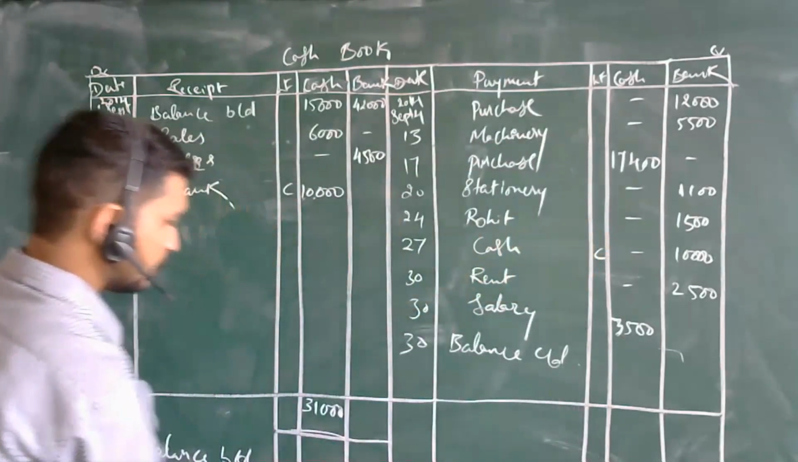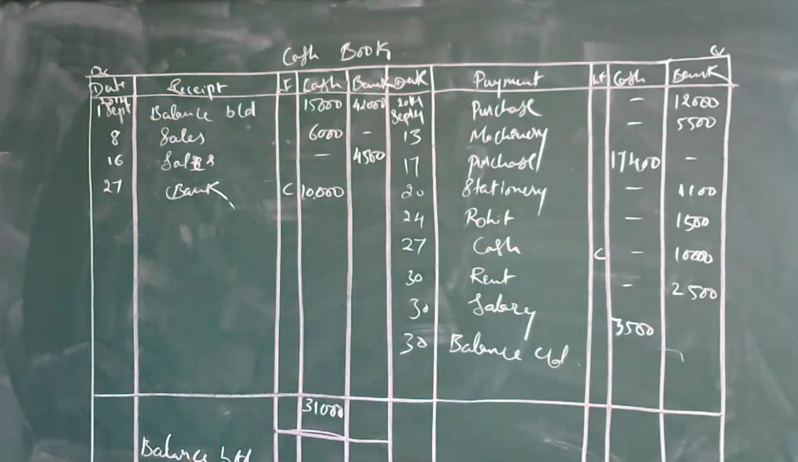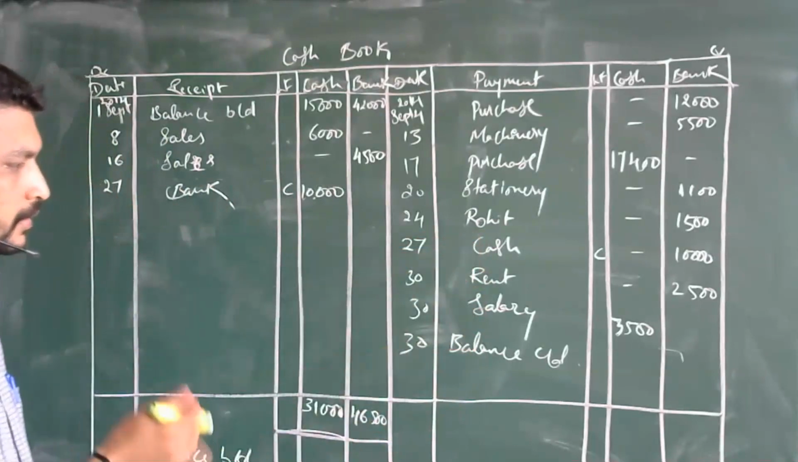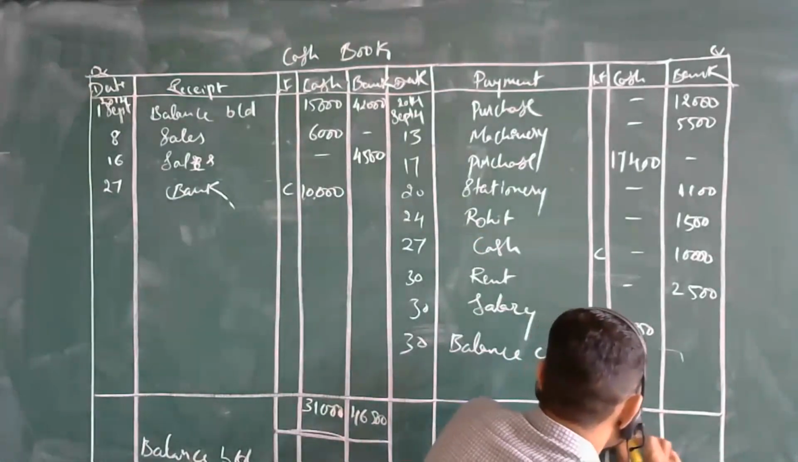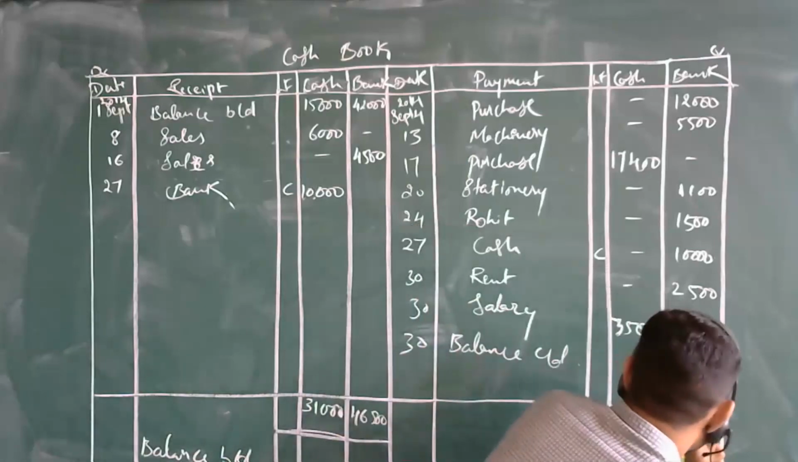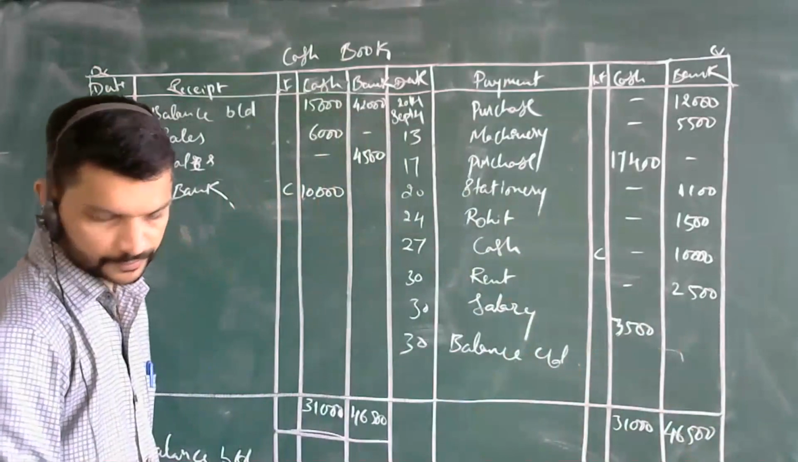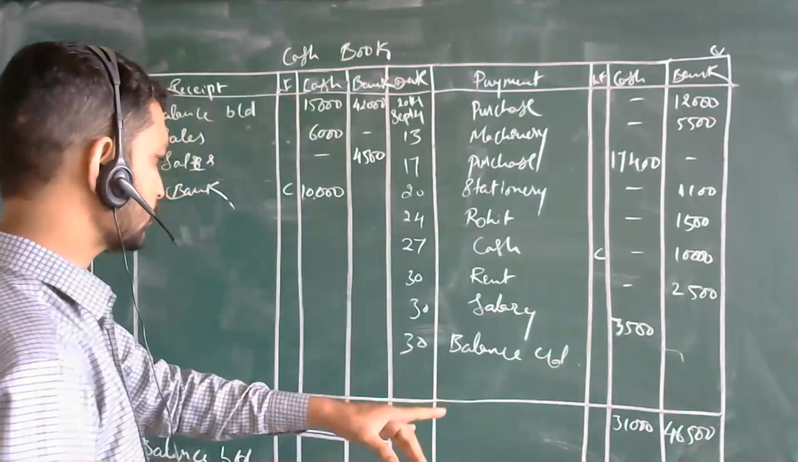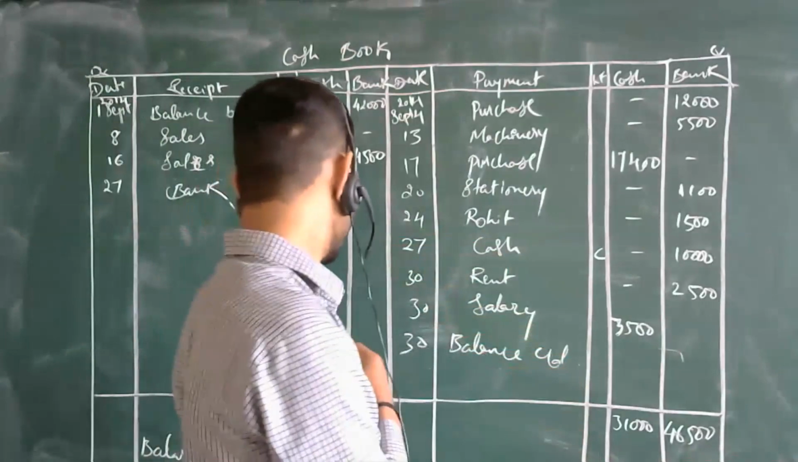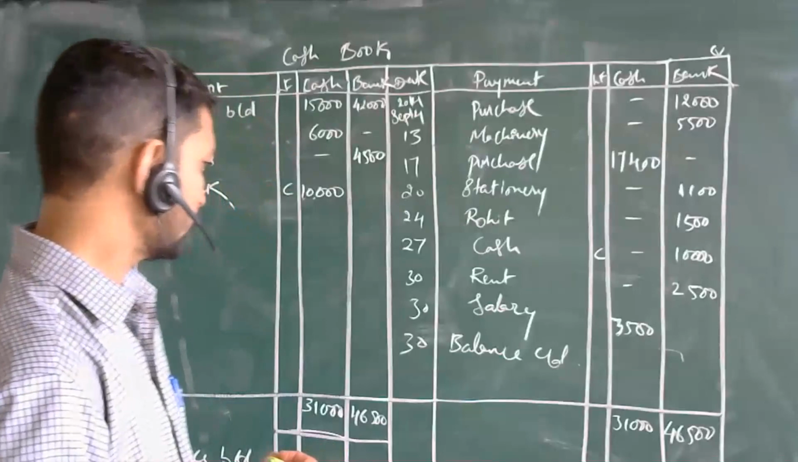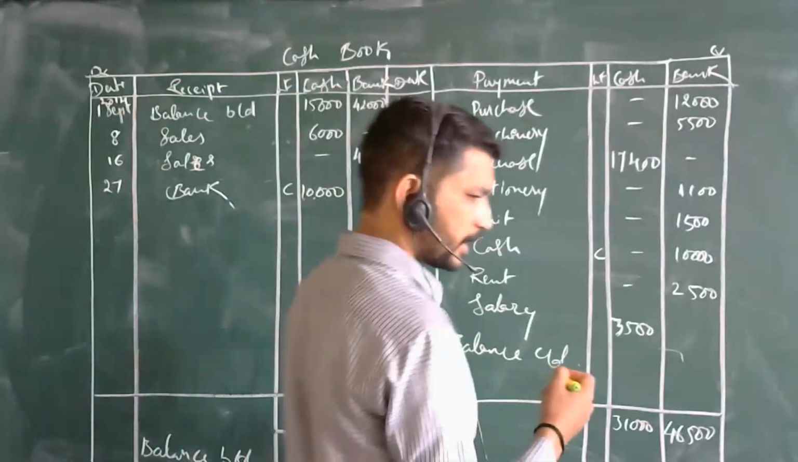Just tell me other side 42, 46,500. Yes, sir. 46,500. Okay. Next, other side. This also will be same 31,000, and this also will be 46,500. Tell me the balance carried down, how much it is? If you see 31 minus this 20,900 means 10,000. 10,000, how much it will be? 10,100, right?